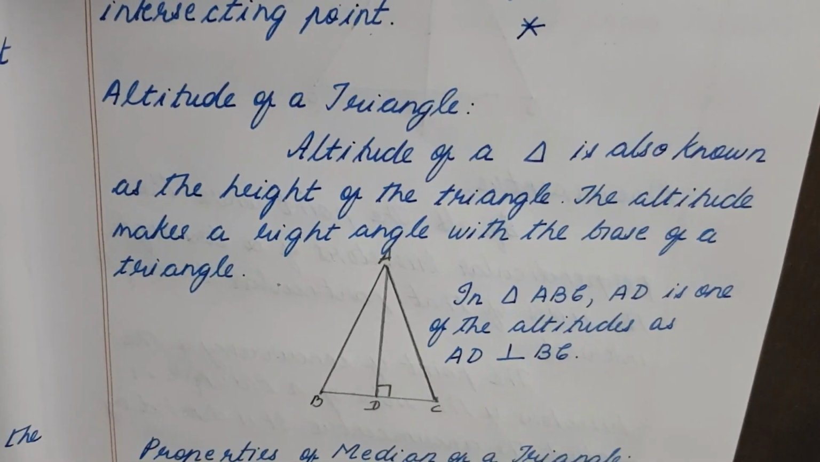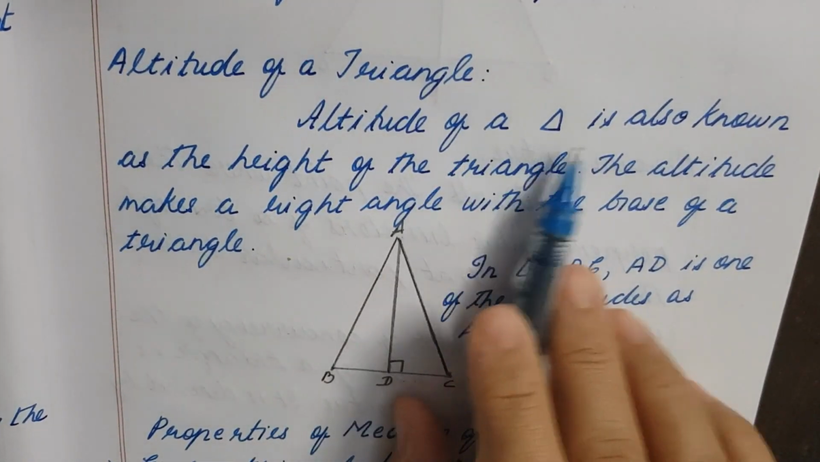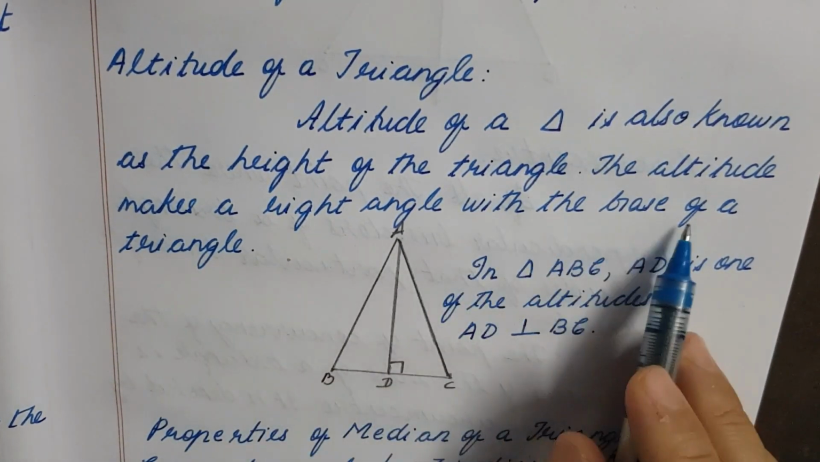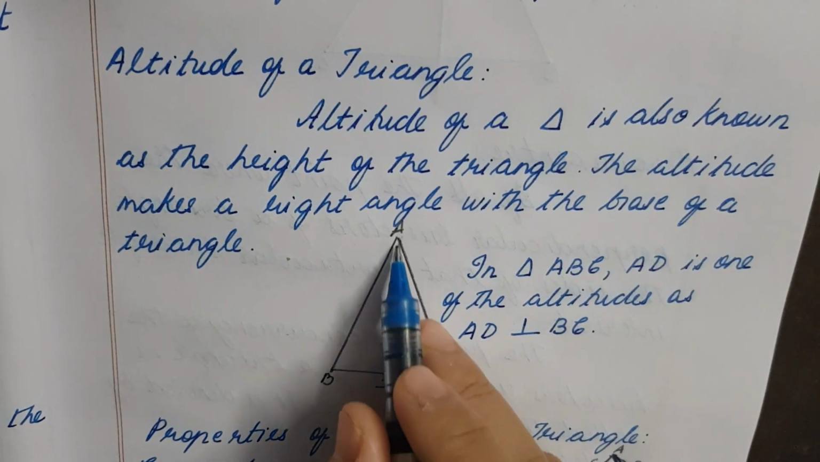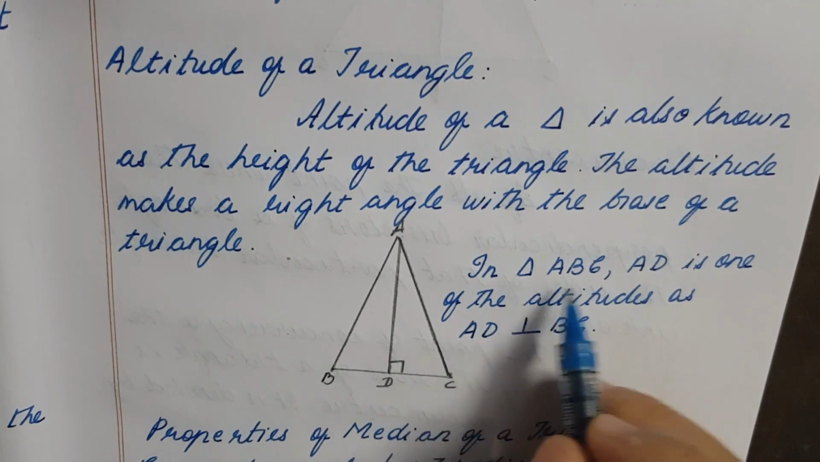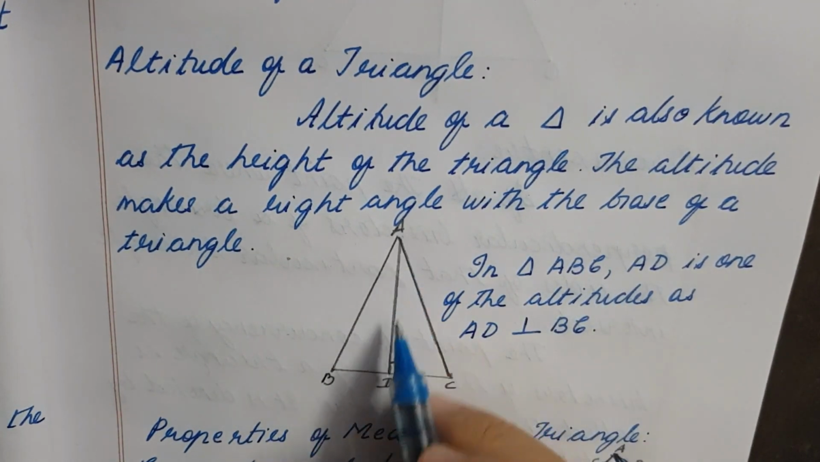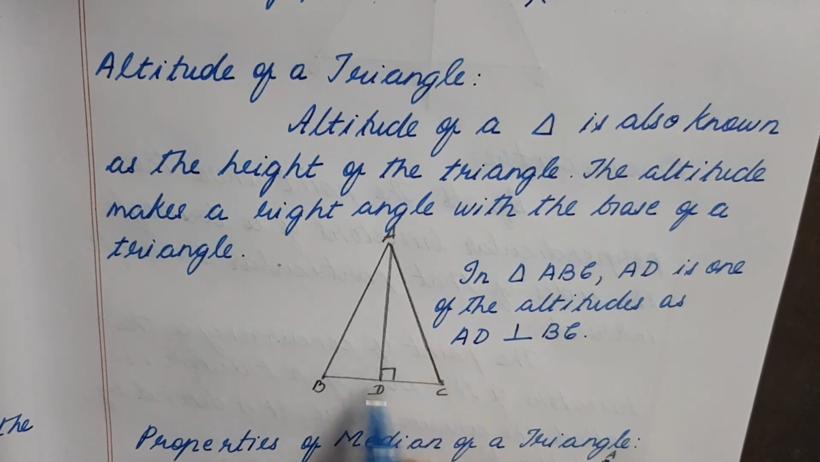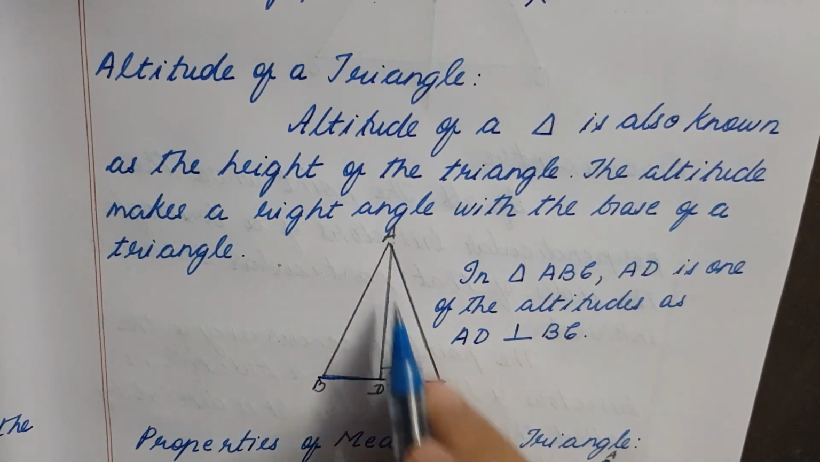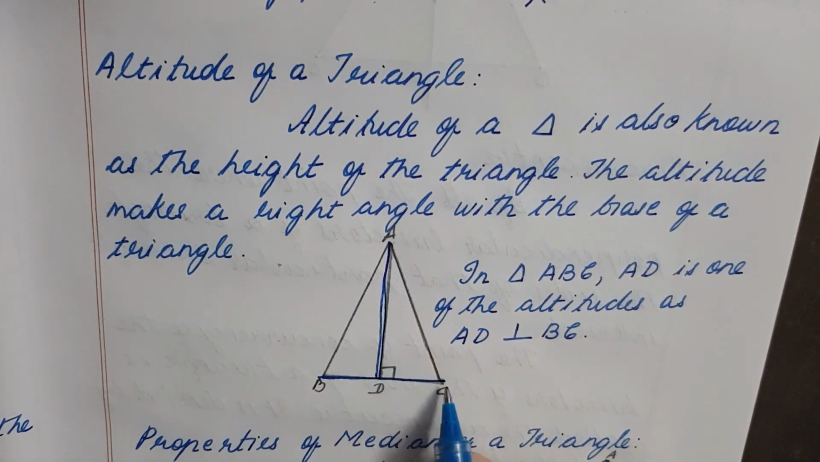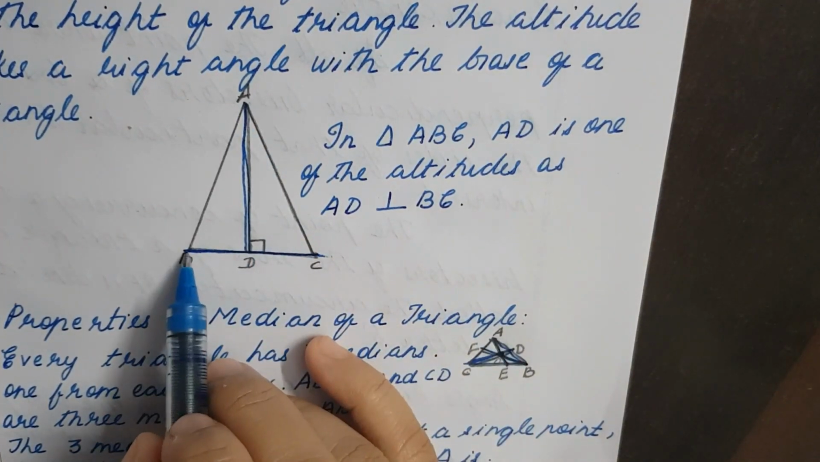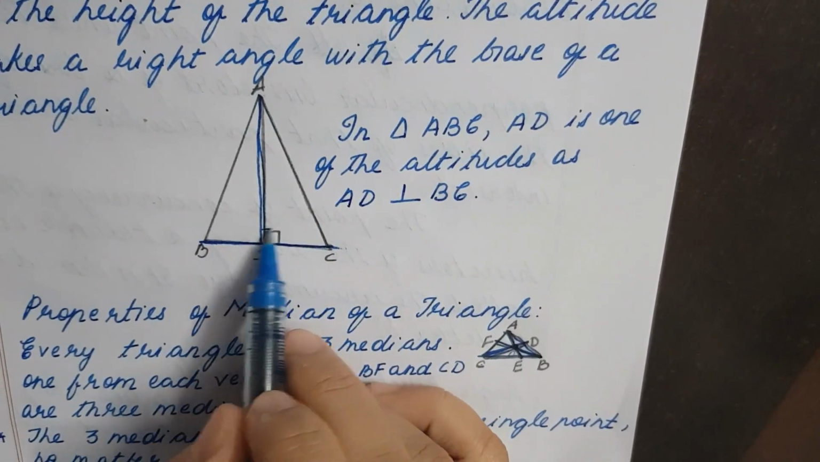Now next, moving on to the altitude of a triangle. Altitude of a triangle is also known as the height of the triangle. The altitude makes a right angle with the base of a triangle. So the altitude with the base will always make a right angle. So in triangle ABC, AD is one of the altitudes as AD is perpendicular to BC. So this is the base, right? So this AD with this base is perpendicular, right? That is, this height and this base together are perpendicular. From this we understand that AD makes a base with BC and that makes a 90-degree angle.